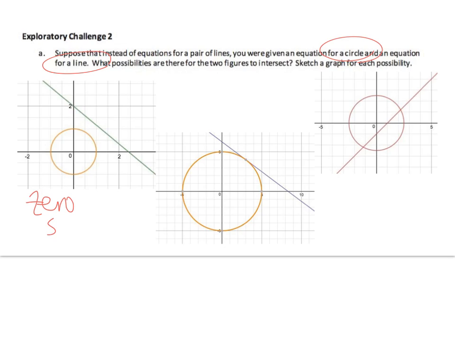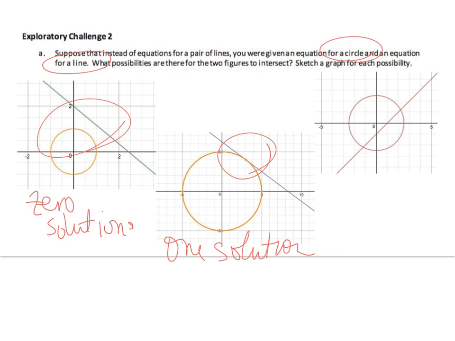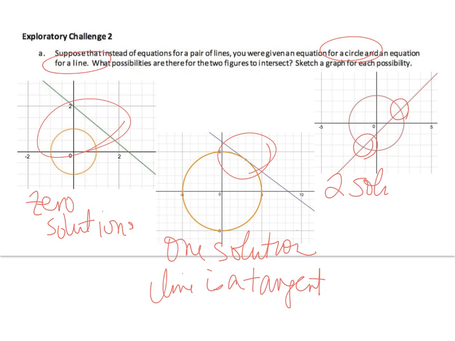Here we have 0 solutions, because the graphs don't intersect at all. So there's no solution to their intersection. Here we have 1 solution. The line is a tangent to the circle. And here we have 2 solutions. And those are our only possibilities for a circle and a line intersecting.